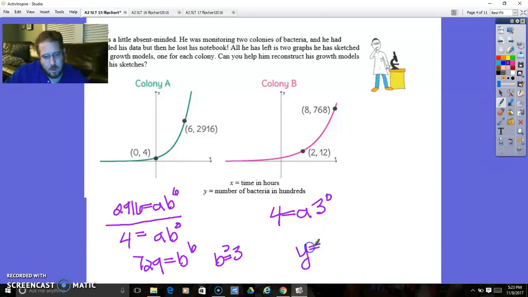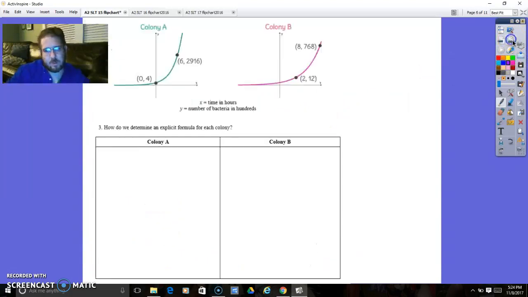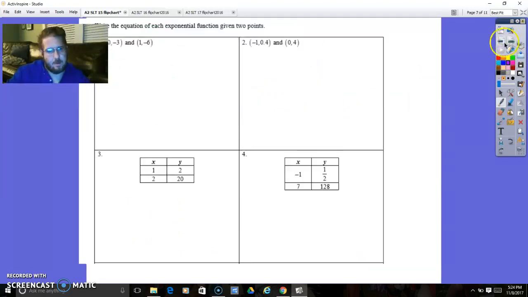So put it all together, you've got an equation of y equals a, which is 4, times the rate, which is 3 to the power of x. And there's the equation. Now, I could do this question just the same, but I'm going to instead go to the actual lesson itself and find some questions.